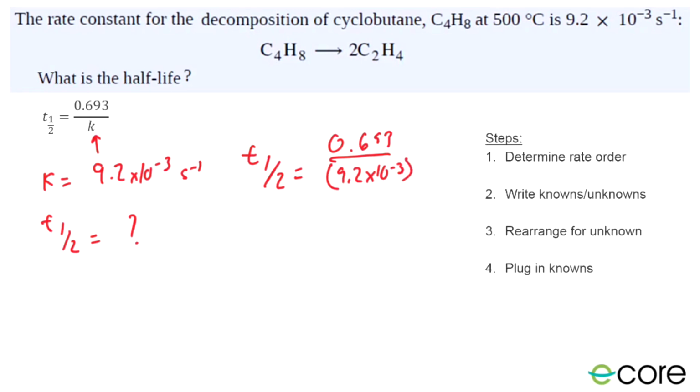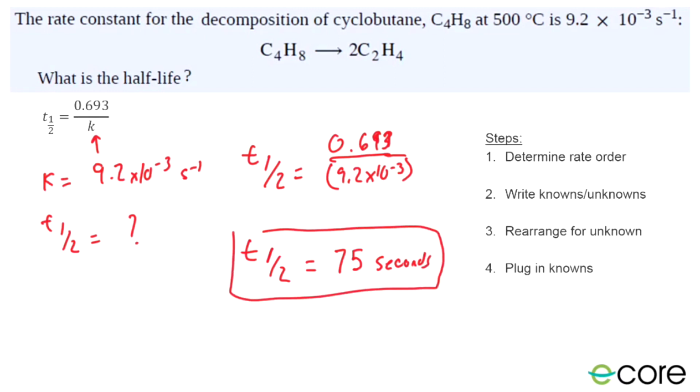One note here, when you plug that into your calculator, make sure that you use parentheses on the bottom. If you don't use parentheses on the bottom, your calculator may end up multiplying by that instead of dividing by it, depending on exactly how you put it in. But if you use parentheses, you'll get the right answer. So check that out. Make sure you do. It's 75 seconds. So that is how we use our integrated rate laws and our half-life equations to solve problems.